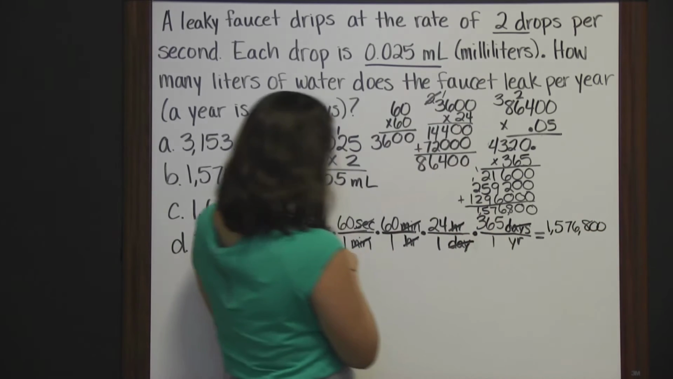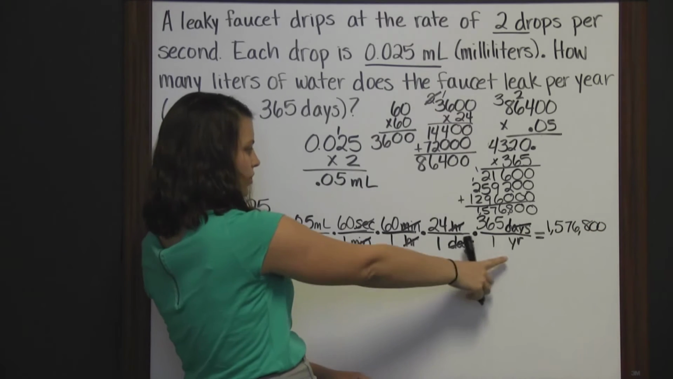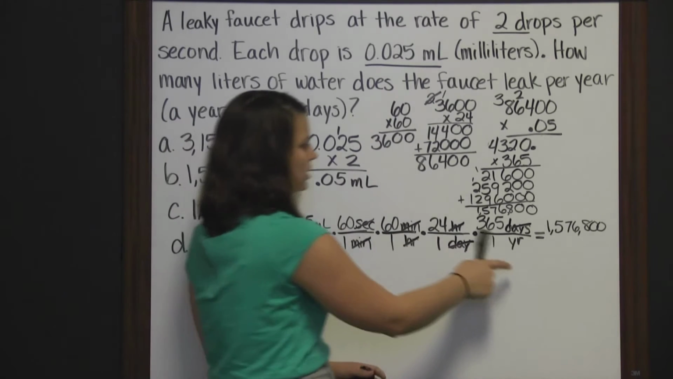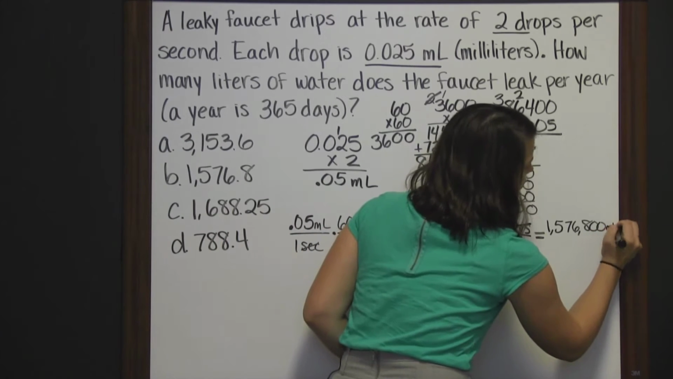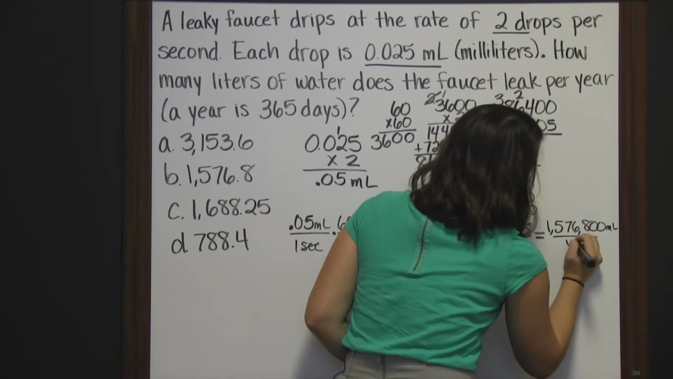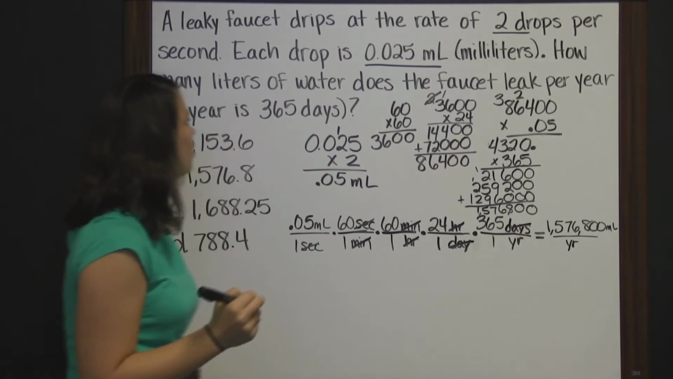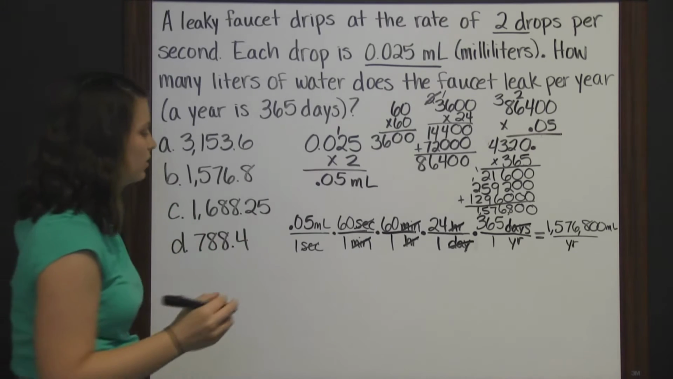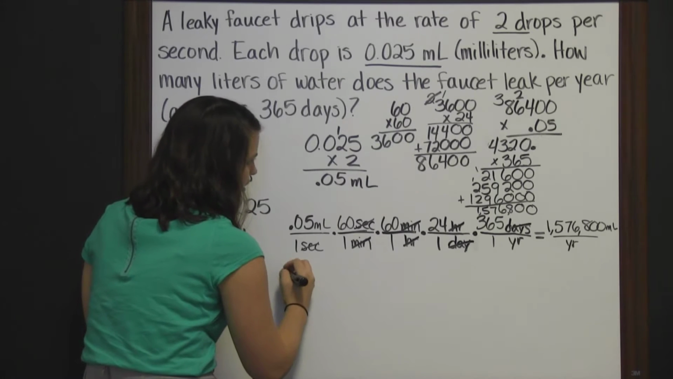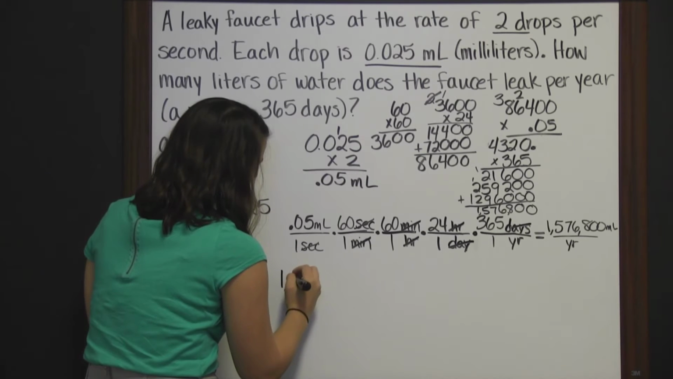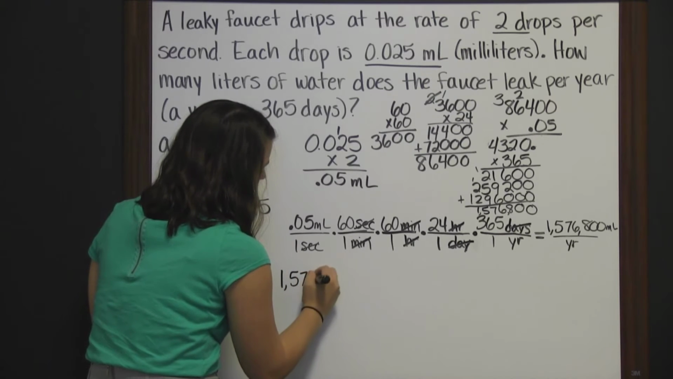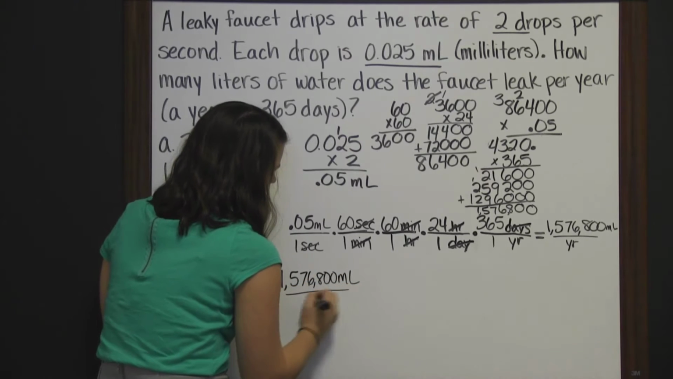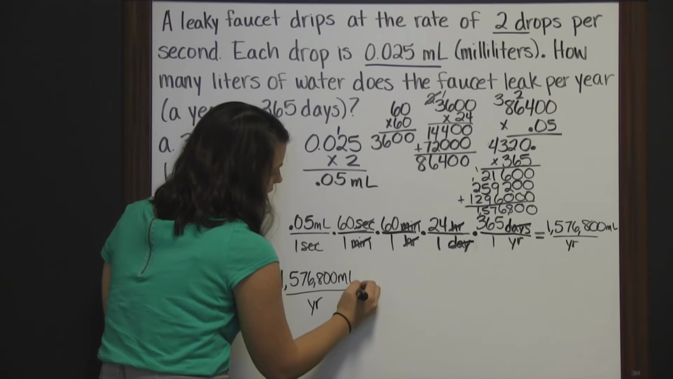1,576,800 milliliters per year. Notice all of our other units are canceled out except for milliliters per year. But if you recall, they wanted to know how many liters of water were leaked out per year. So we need to convert this 1,576,800 milliliters per year into liters.